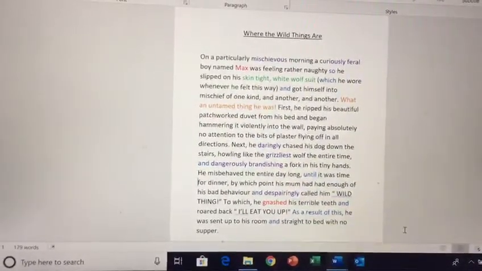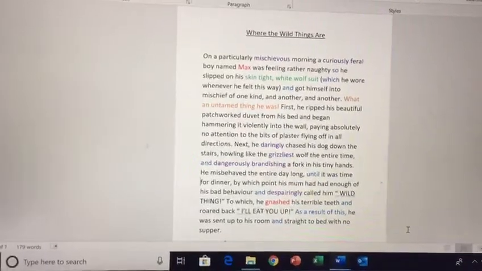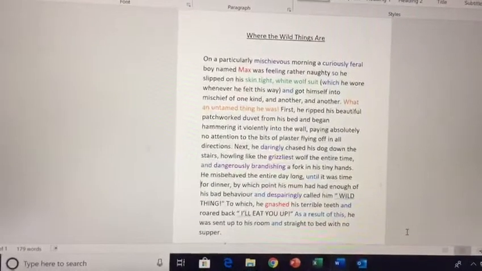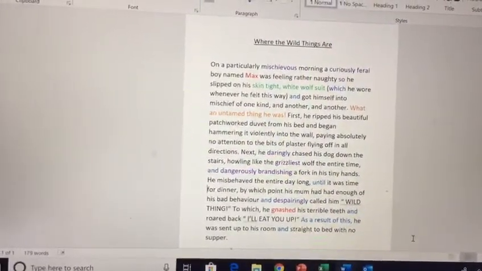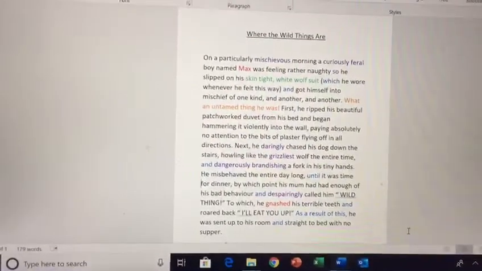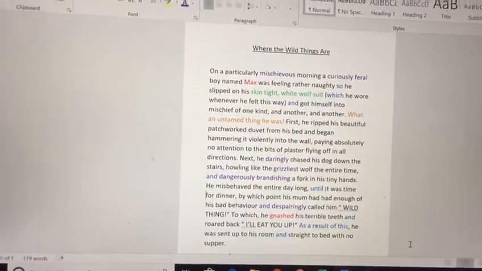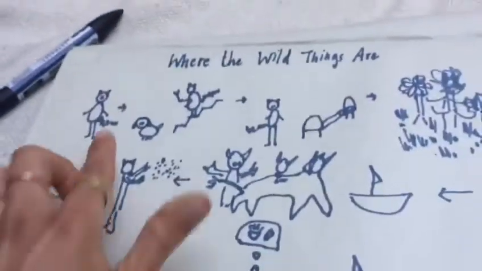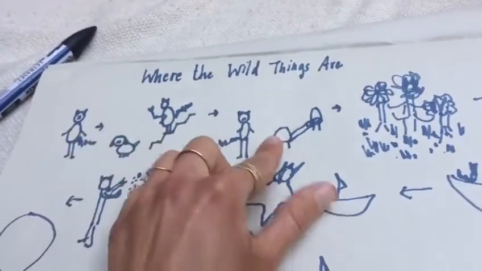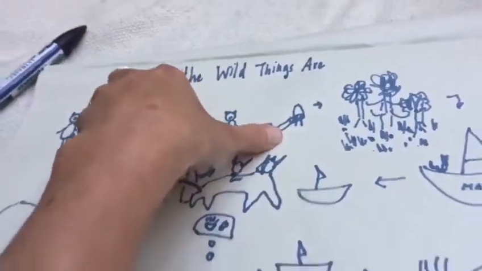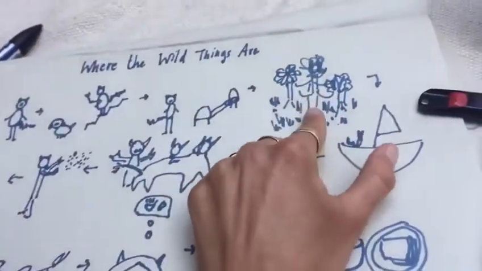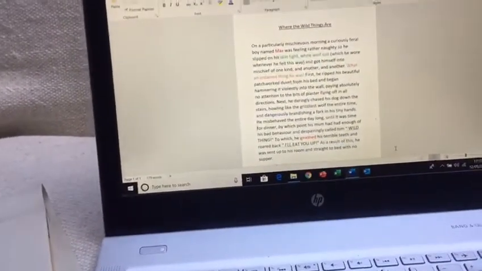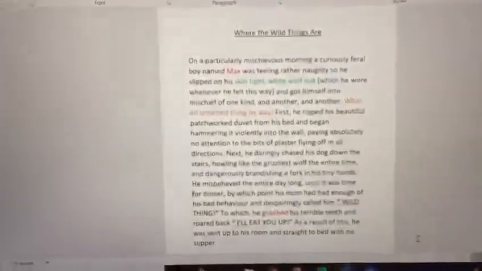He misbehaved the entire day long until it was time for dinner, by which point his mum had had enough of his bad behaviour and despairingly called him "wild thing," to which he gnashed his terrible teeth and roared back, "I'll eat you up." As a result of this, he was sent up to his room and straight to bed with no supper. So that is my first paragraph, which I've actually written just about parts 1, 2, and 3 of my story. That's just really the beginning part of my story. I haven't spoken about my forest yet, I haven't spoken about my boat yet, and I've written that much work just about those few parts of my story. That is how much detail I want you to go into.